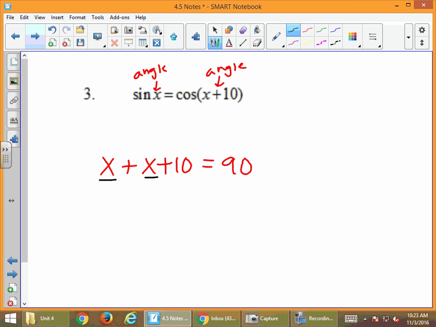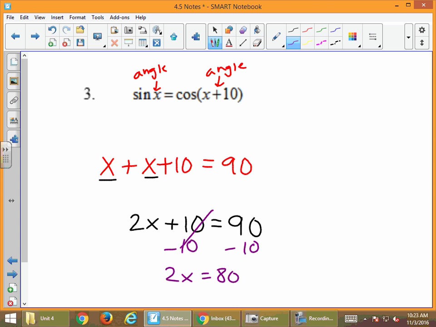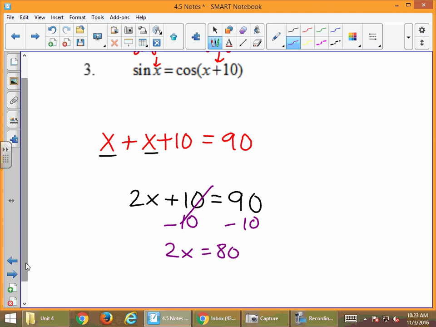x plus x is 2x. And now just your basic bare problem. How are we going to get x by itself? 10. And then what do we have to do with the 2? Divide by 2. So x ends up equaling what?